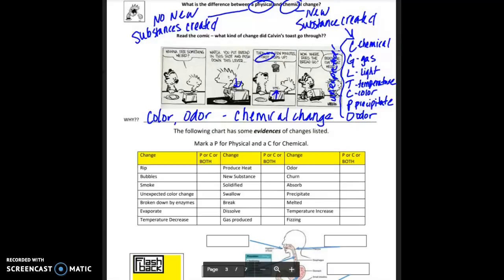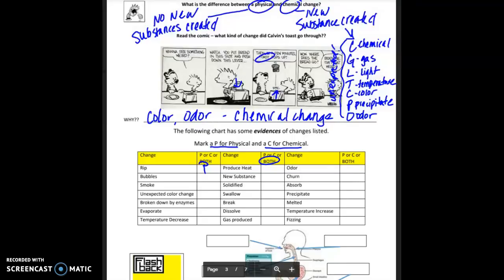Okay, the following has some evidences of chemical change. It can be a P for physical, a C for chemical, or we're going to put both, a B for both. It can be either one. A rip, if we rip something, that is always going to be physical. You're just tearing it into two pieces, making it two smaller pieces of the same thing.